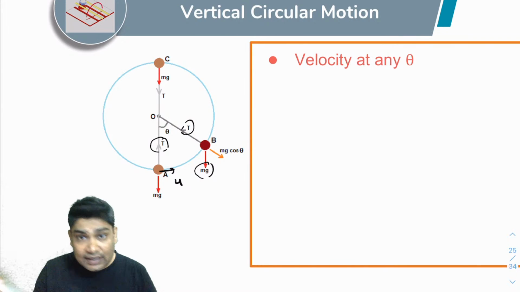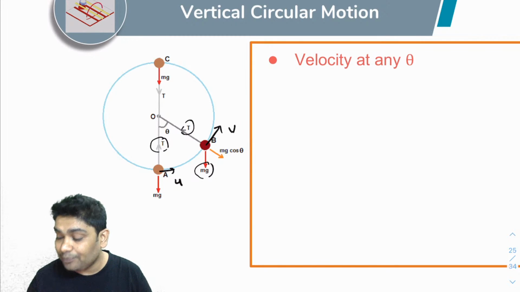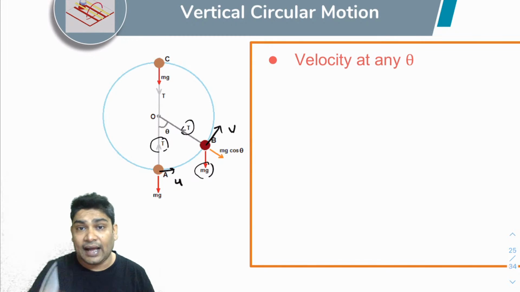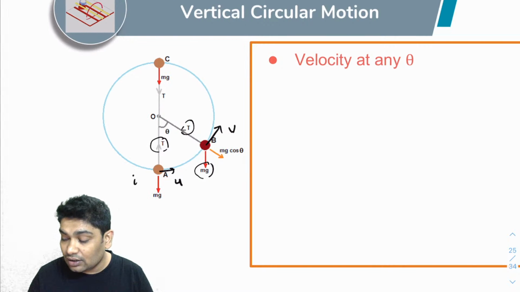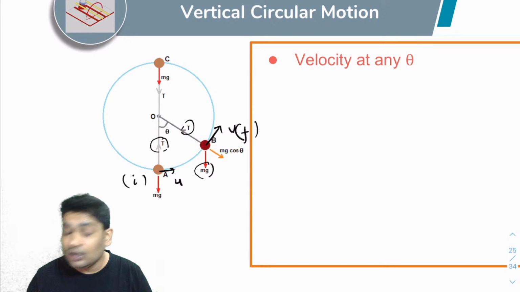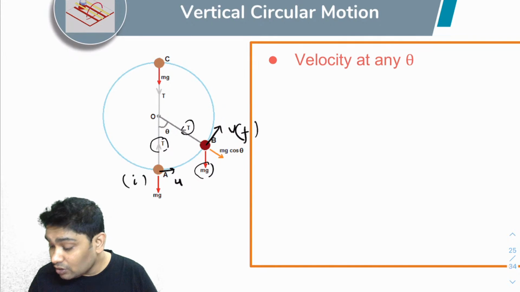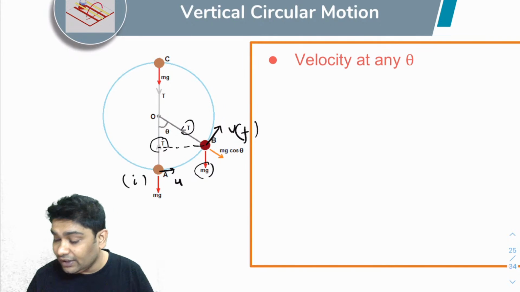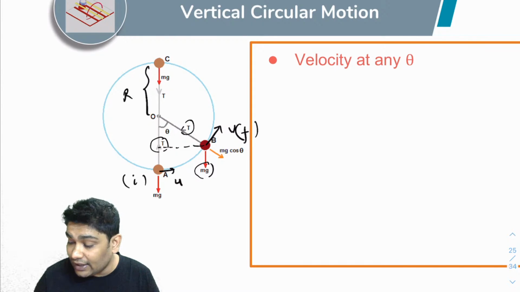So if it was given an initial speed u, then what is the velocity v when it has climbed up by an angle of theta? Now all I know is that if this is my initial condition, this is my final condition. From initial to final, there are no non-conservative forces doing work. So what I can do is apply energy conservation. If the length of this string is, let's say, r, then this length would be r cos theta.